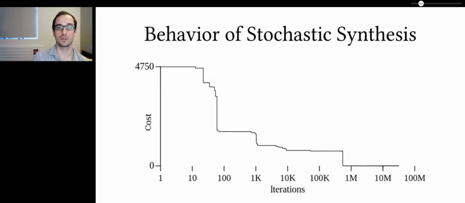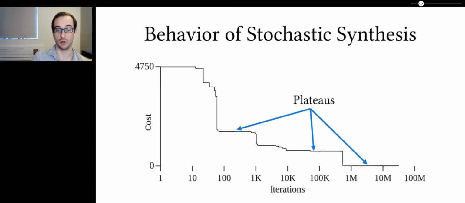So now we can look at the behavior of stochastic synthesis. Here is a run of synthesis where we've plotted the cost over time. Here we're measuring cost in iterations and plotting it on a log scale. We can see that the cost has long flat regions that are punctuated by sharp drops in the cost. And we call these flat regions plateaus.